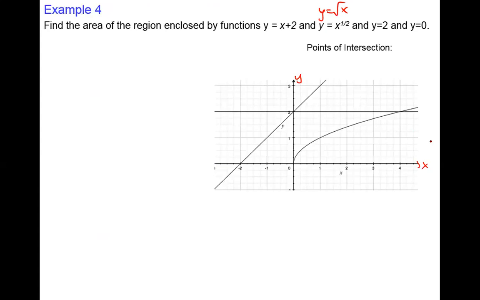y, x. That means I have my line x plus 2. X plus 2 is the linear function with y-intercept 2 and x-intercept negative 2. Square root of x, we know square root of x looks like that. And then we have a horizontal line 2 and the horizontal line 0. That means this, this and this. That means this is the region inside here, which is bounded by all of the curves.